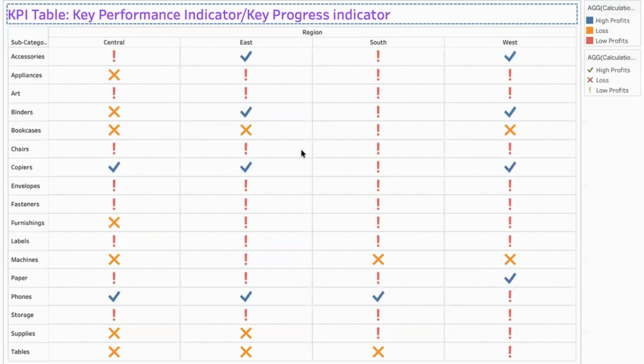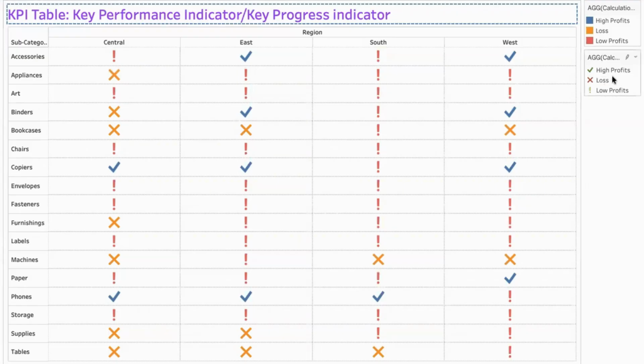So why would you want to create it first of all, right? Why? What are these shapes? What are they trying to indicate? So here, what we are indicating is the performance of the business with respect to profits. Okay, this particular KPI table is indicating the profits.